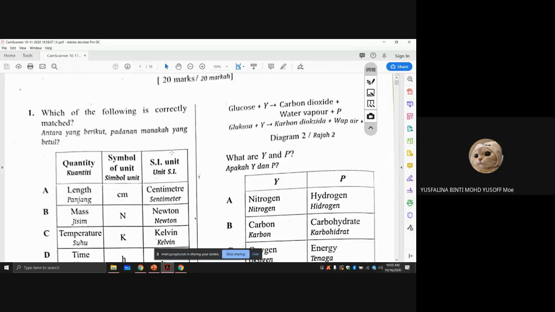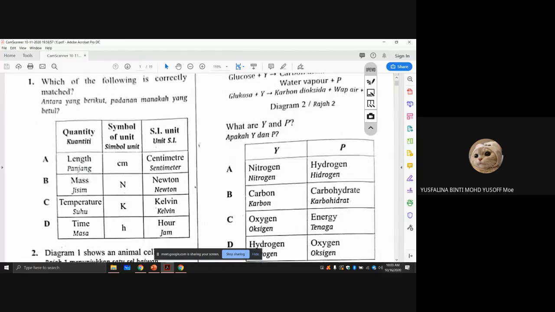Which of the following is correctly matched? The first one is length. The symbol is cm, and the SI unit is centimeter. B is mass. The symbol is N, Newton, and the SI unit is Newton. C, temperature is K, and the SI unit is Kelvin. D, time. The symbol is H, and the SI unit is hour.